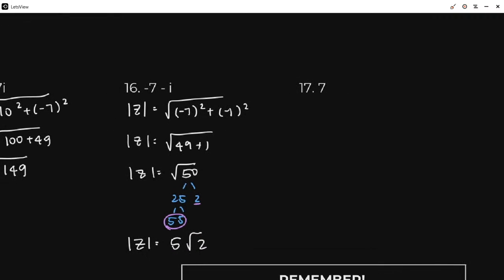Okay, last one we have just 7. So absolute value of z would equal the square root of 7 squared plus 0 squared, since there's no imaginary number. So that'll be square root of 49, which is 7.